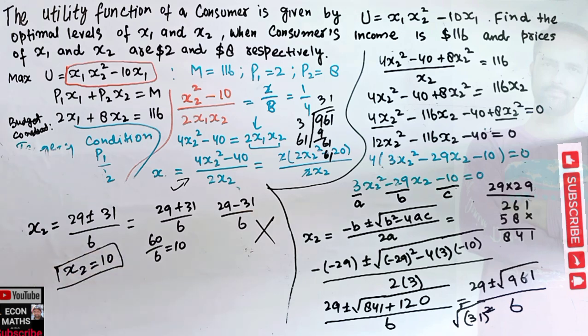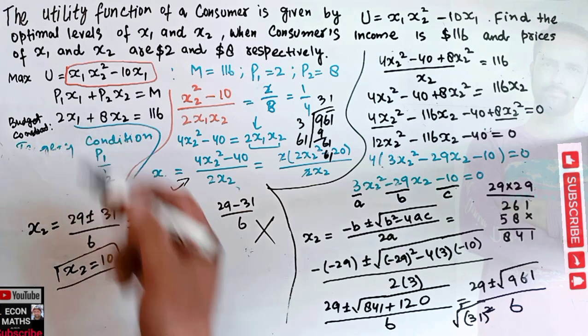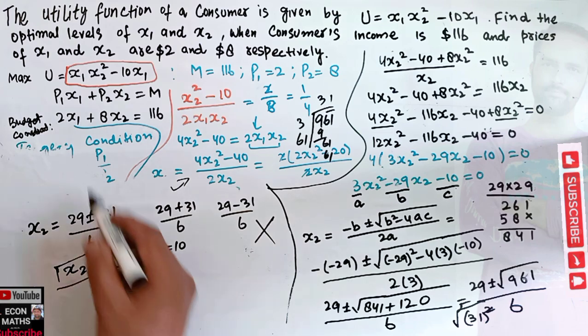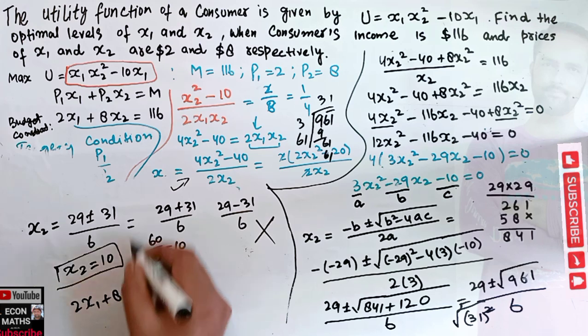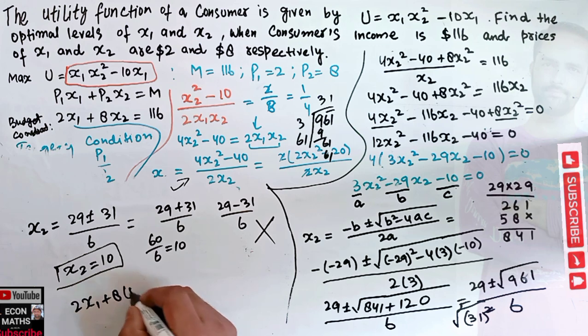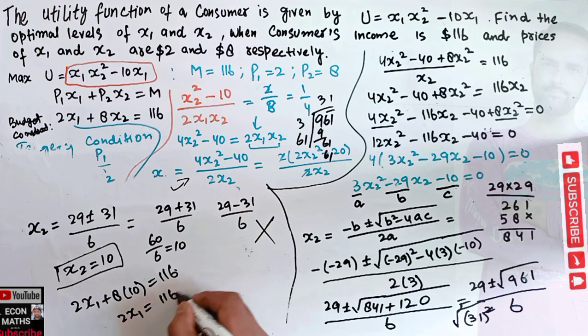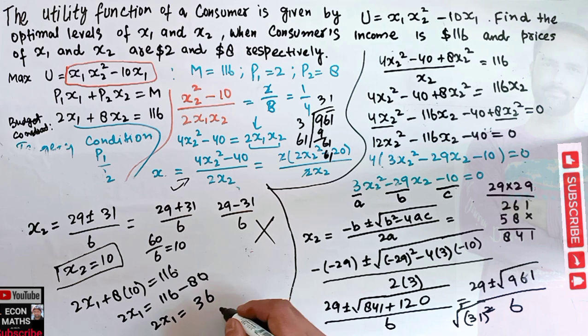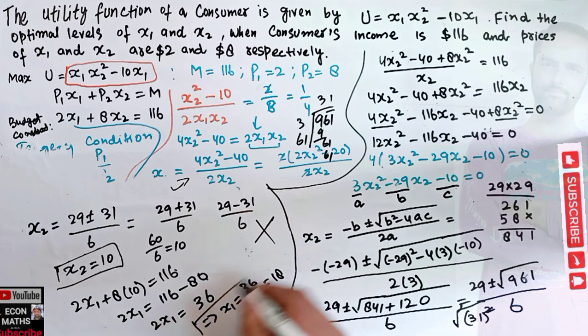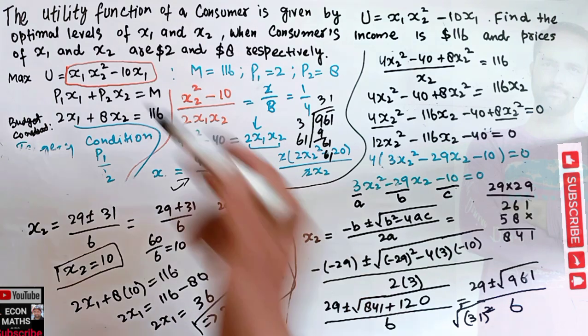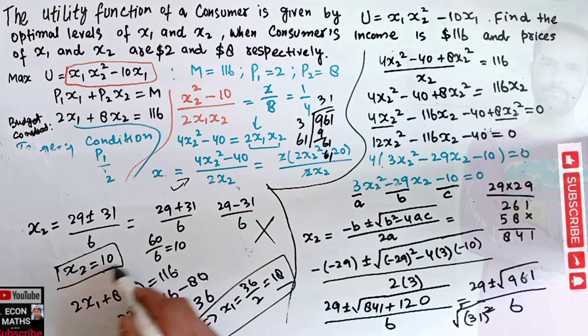Okay, to get the optimal value of x1, just plug this value in the budget constraint again. So put x2 is equal to 10 in the budget constraint. So we have 2 x1 plus 8 into the value of x2, which is 10, is equal to 116. So 2x1 is equal to 116 minus 8 tens are 80, that means 2x1 is equal to 36, which implies x1 is equal to 36 upon 2, which comes out to be 18. Okay, so we got the optimal values of x1 and x2 as 18 and 10.